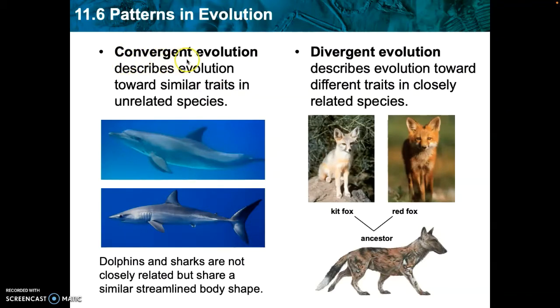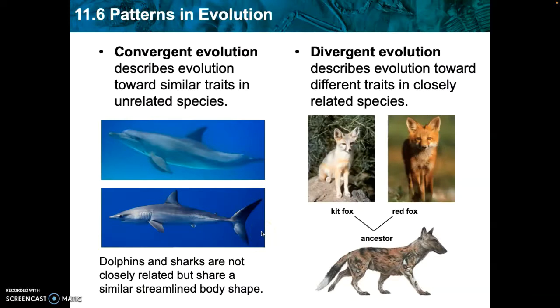Convergent, when things are converging, they're coming together. So convergent evolution would be when different species are becoming more similar to each other, even though they're unrelated, because they live in a similar environment, they're facing similar selective pressures, and so they are developing similar adaptations. Another example of this would be the dolphin, which you see in the top picture. That is a mammal. And the shark in the bottom picture, that is a fish.